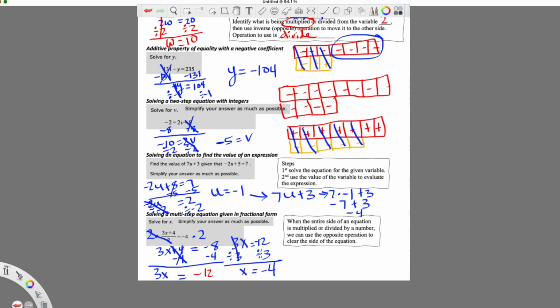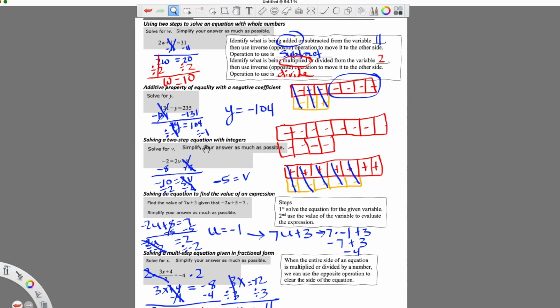All right, so that is solving 2-step equations with whole numbers, negative coefficients, integers, fractions. We did all kinds of practice there. And again, definitely use these algebra tiles, these types of visuals. They help you picture so much better what's going on in the problem and how to actually cancel these different types of pieces out.